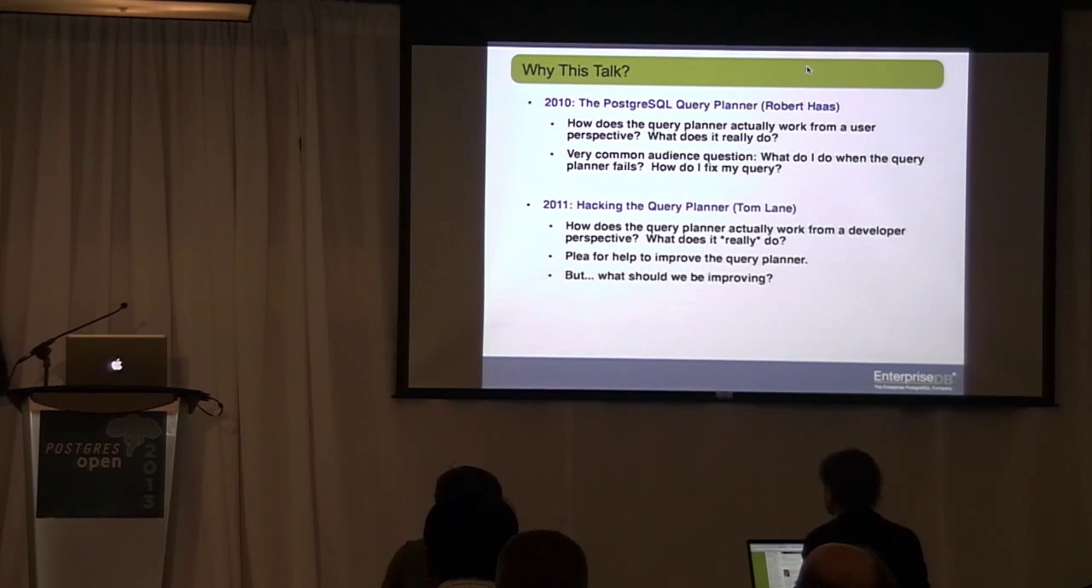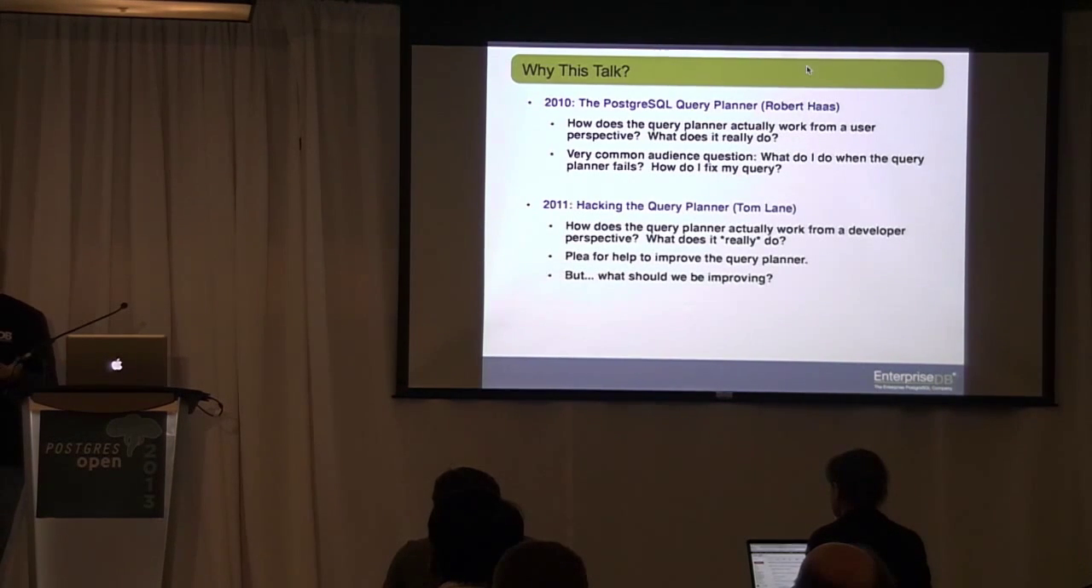But again, it leads to kind of the same question. So if we want to improve the query planner, well, what should we be improving? What works less than perfectly now? And I felt like I didn't have a good sense of what those things were. I didn't have any data. And so I tried to gather some.